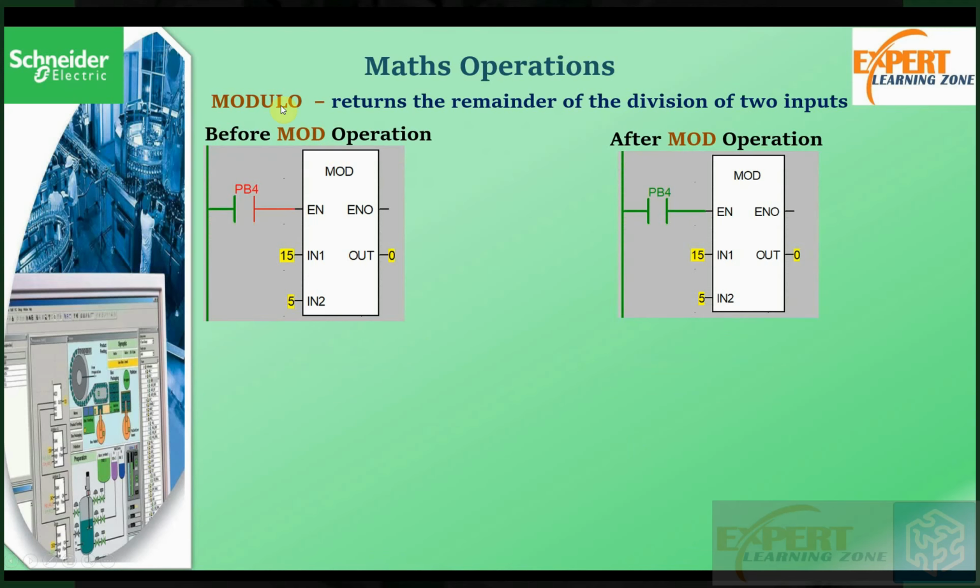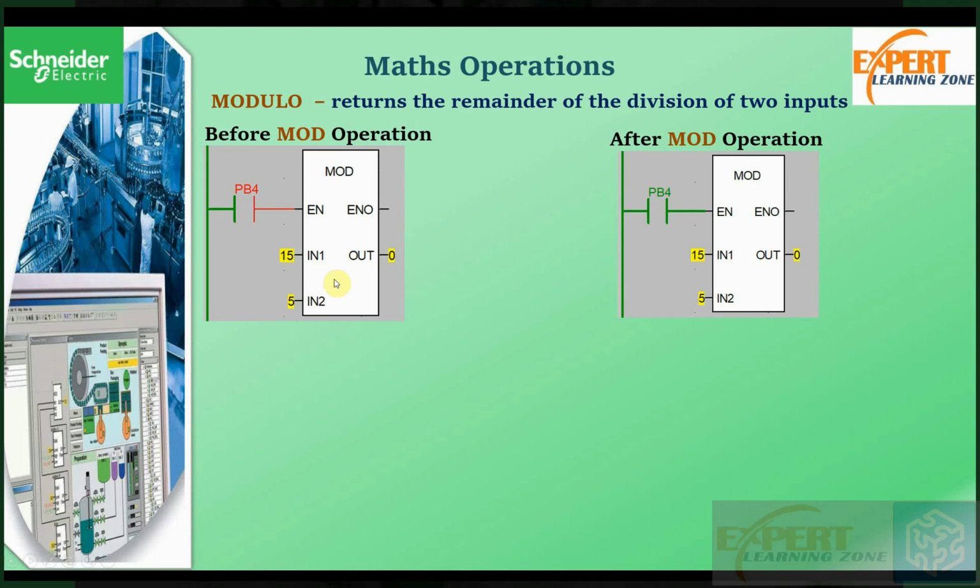Then we have the modulus. So the modulus actually returns the remainder of a division of two numbers. So it also performs division, but in that case, it returns us a remainder. All right. So here the modulus block is not activated.